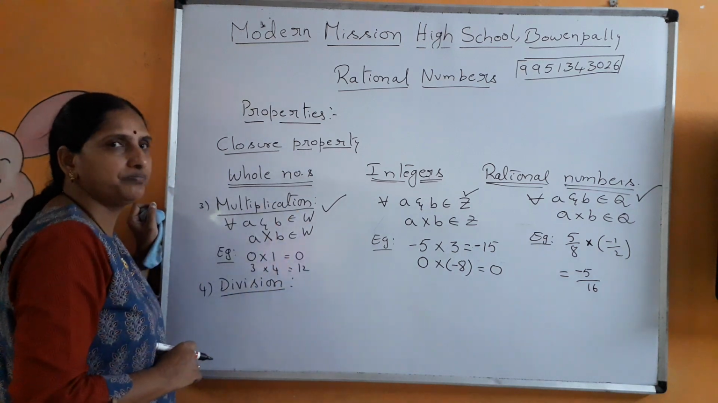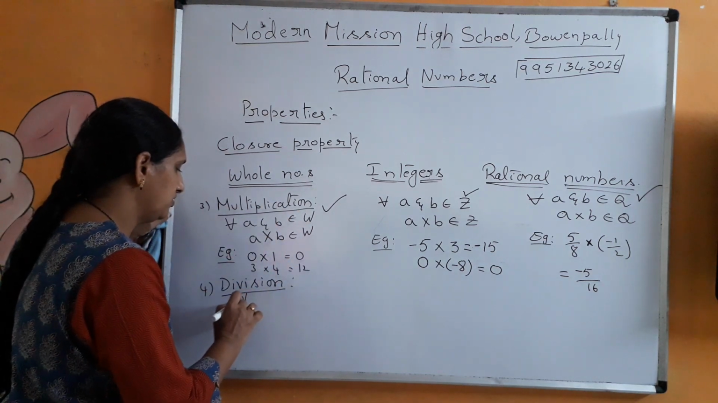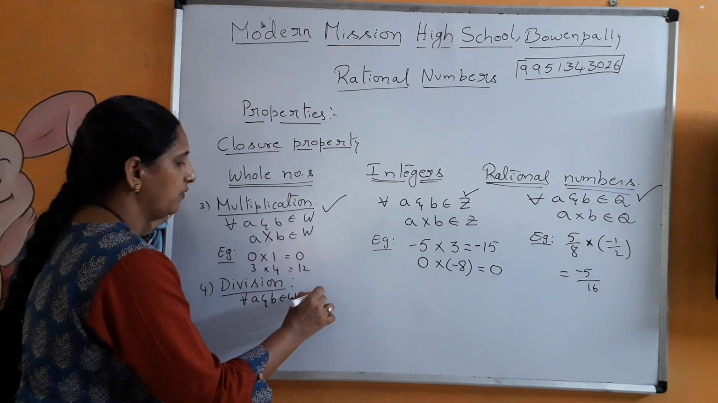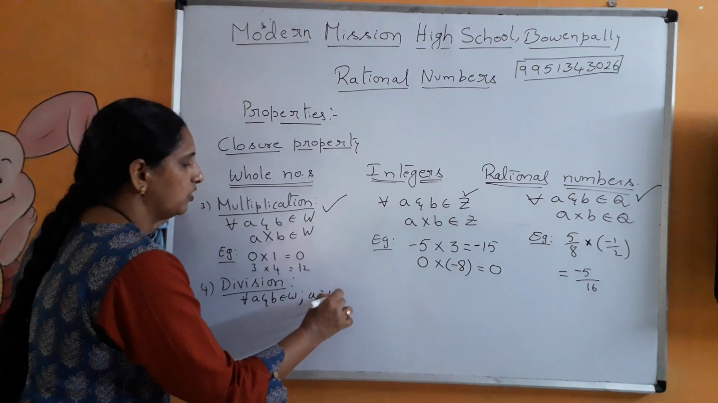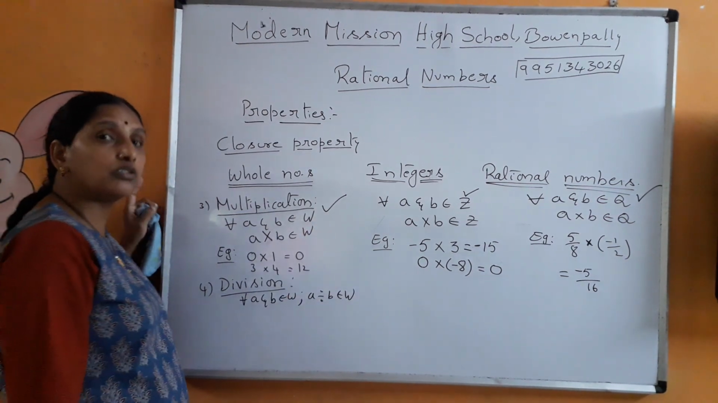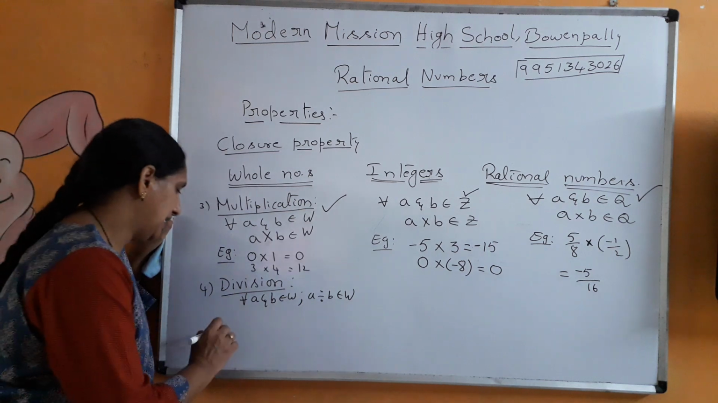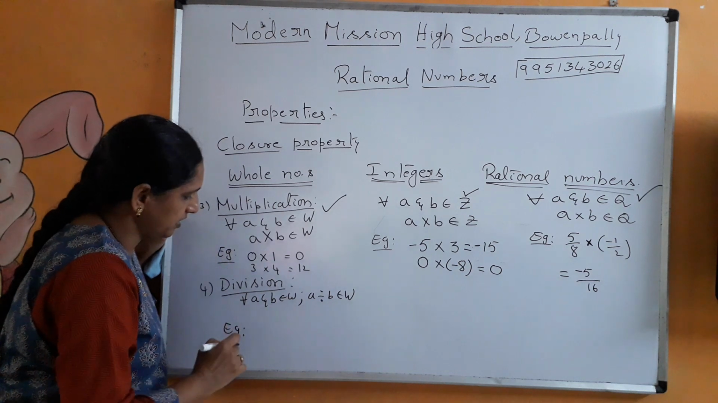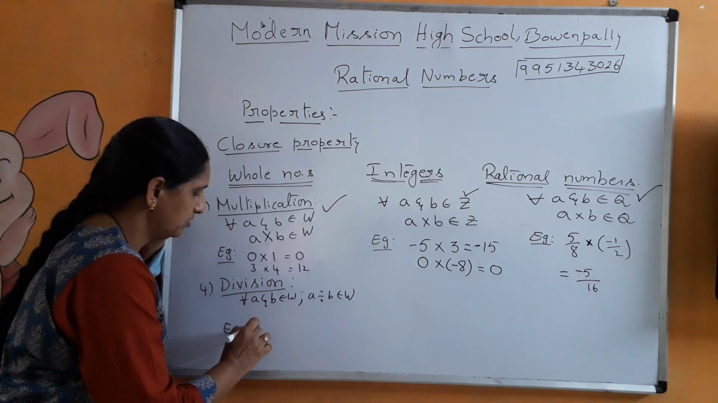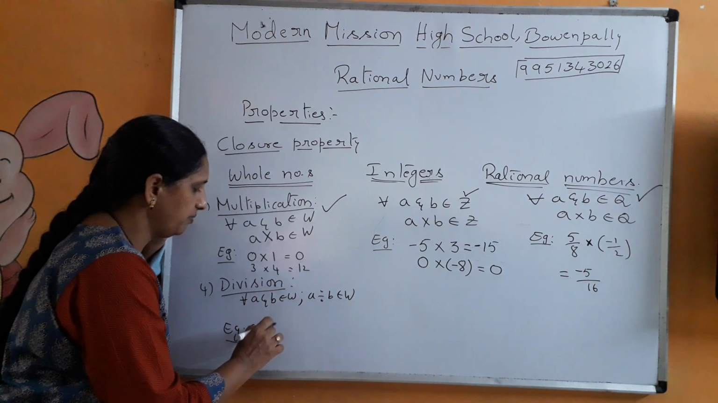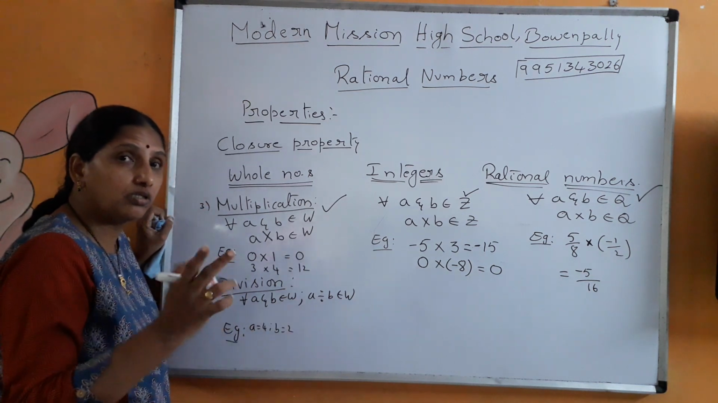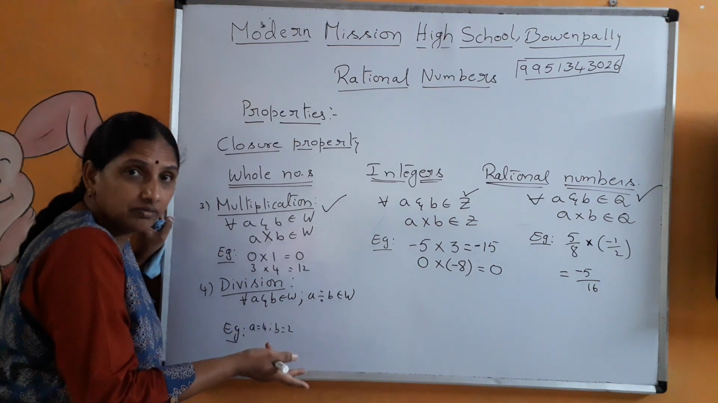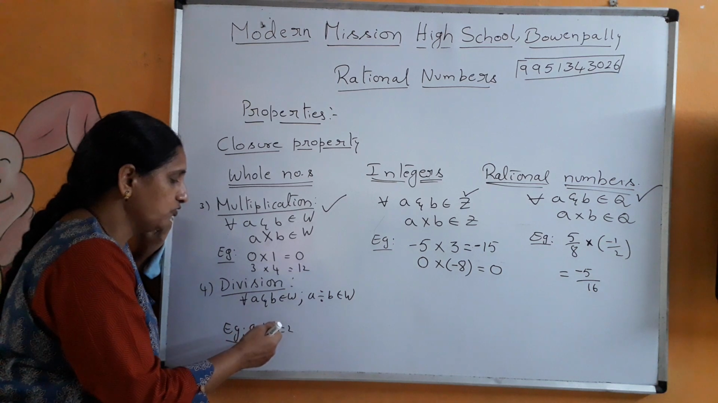Now division. Same statement again, for all values of a and b belonging to whole numbers, a divided by b also belongs to whole numbers. Now we have to see whether it is possible or not. Example I take: let me write a is equal to 4 and b is equal to 2, because I want to show both. Sometimes it can be a whole number, sometimes it may not be a whole number. a is equal to 4, b is equal to 2.